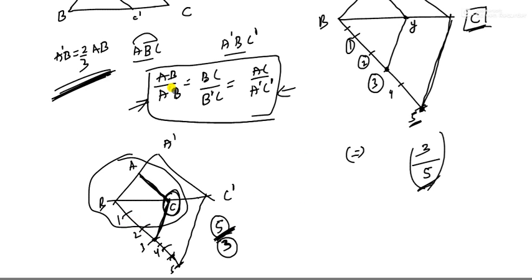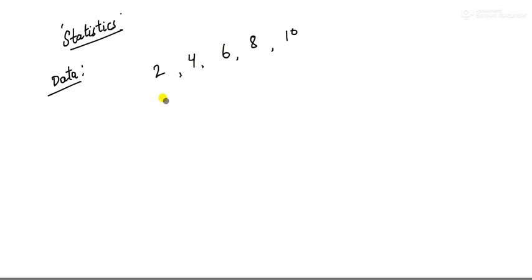Now moving to statistics. In statistics, you should know data first. I'm telling the basics. If I write any data like 2 4 6 8 10, this is the data. And what is the number of data given here? It is 5. Got it?